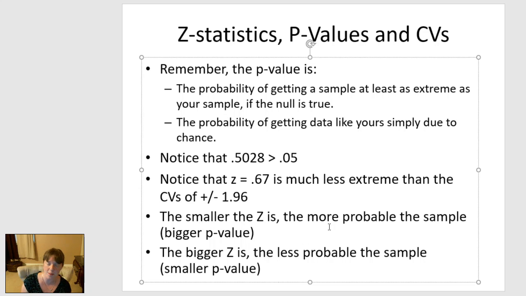Because remember, p's are probabilities. They range from 0 to 1. And 0.5, that's like a 50-50 shot, right? Half the time you would have seen something like 30. Fail to reject. And these two ways of making a decision will always tell the same story.